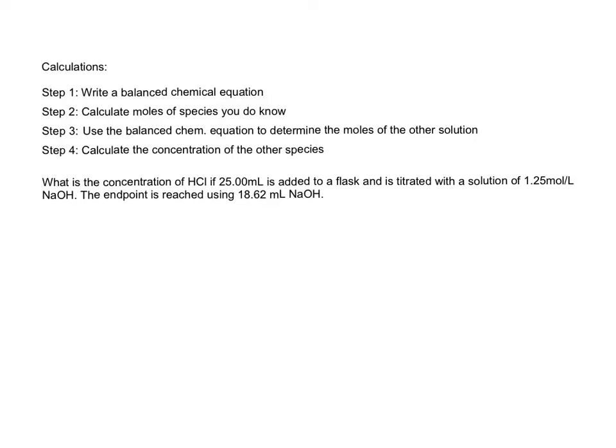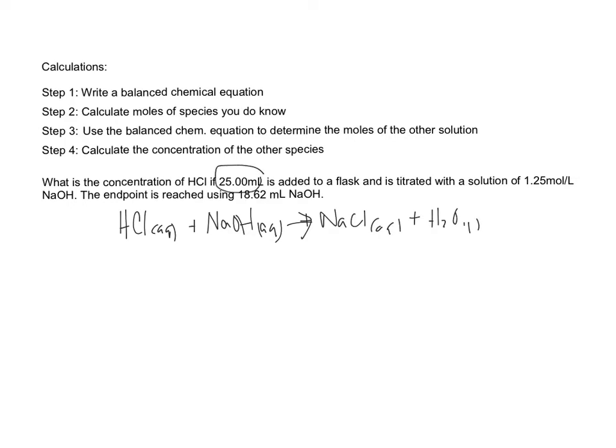So here we have hydrochloric acid plus sodium hydroxide. So this will make sodium chloride, that's an arrow, and water, and everything's in a 1-to-1 ratio. So we've got 25 milliliters. Always convert your milliliters to liters by using the conversion factor.